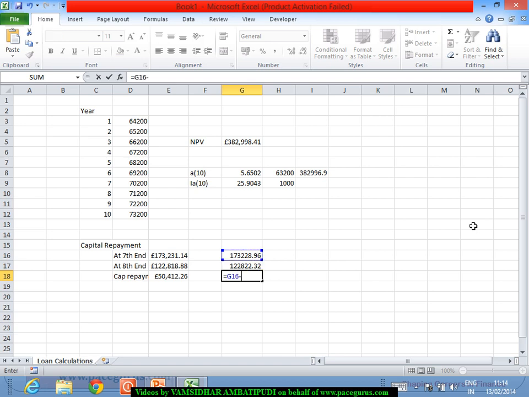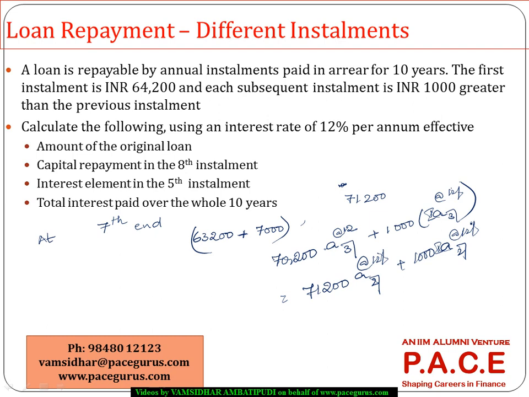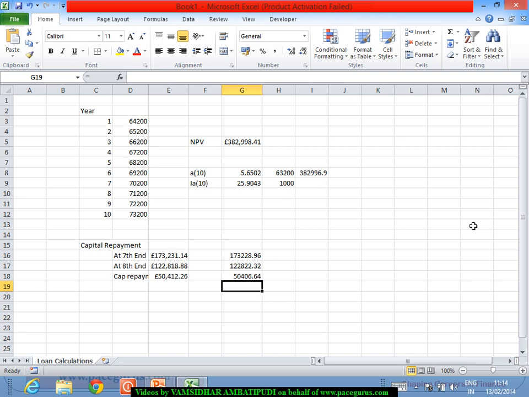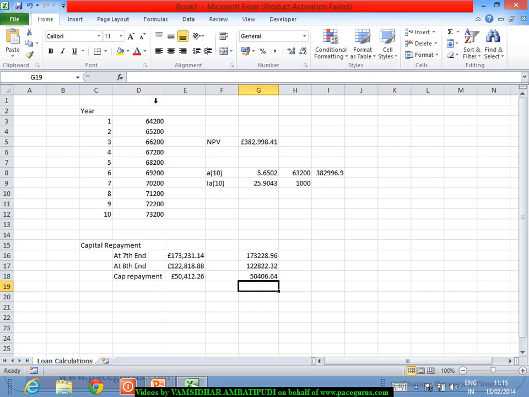I simply do a subtraction between the two. It tells me that this is the amount that has been repaid during the 8th installment. So I can do it through the system. So the difference is not that much. 50,412, 50,406. So it's only the rounding offs at a quite later point that will make a difference, depending on whether I'm using a system or whether I'm doing these things manually. So this is one way we can think of at any point in time.